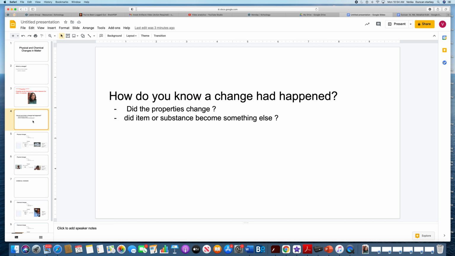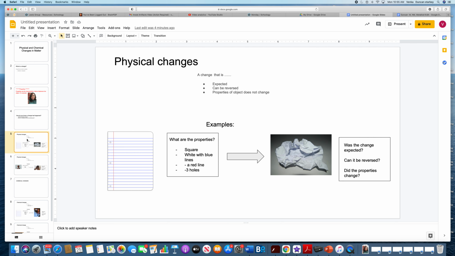How do you know a change has happened? You're going to look to see, did the properties change? And we know that properties are features, traits, characteristics. And did the substance become something else? Here's that second example. A physical change. A change that is expected. It can be reversed or it can go back to how it was before. Properties of the object do not change.